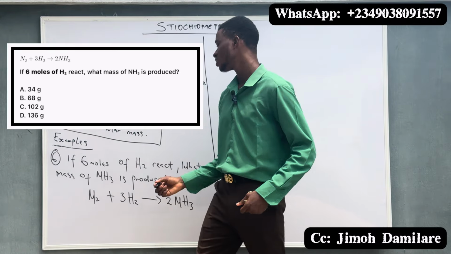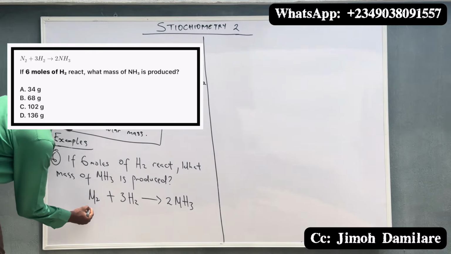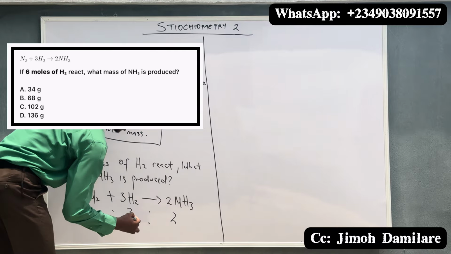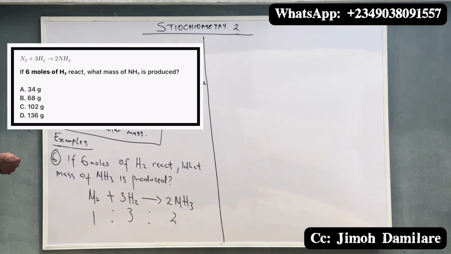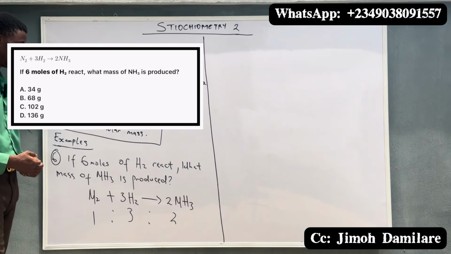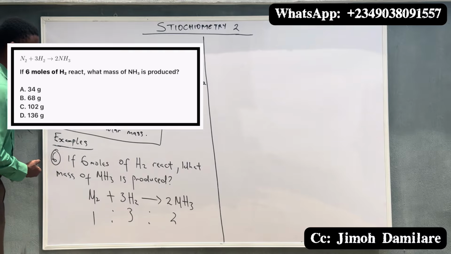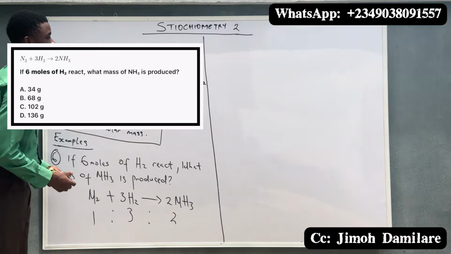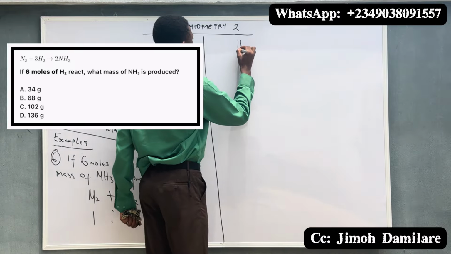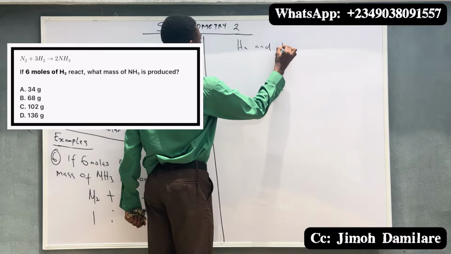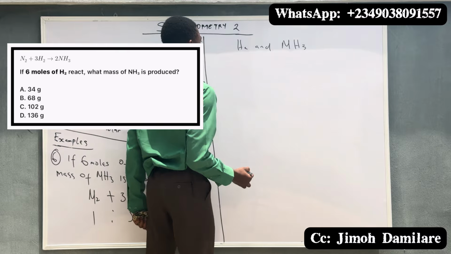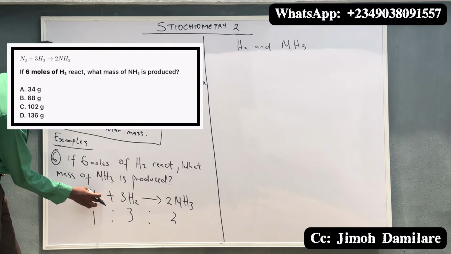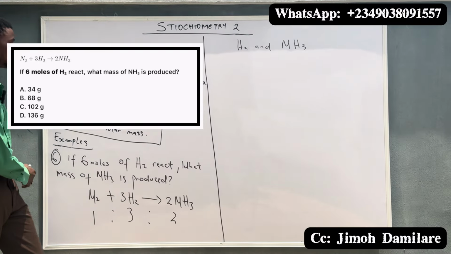So the next task is just to write the mole ratio. We know that this mole ratio is 1, this is 3, and this is 2. So that is the mole ratio of this chemical equation. Now that we have the mole ratio, the next step is to focus on what the question is talking about. The question is talking about hydrogen and ammonia, which is NH3, so H2 and NH3. Now that we know what the question is talking about, we have no business with nitrogen. So we don't have anything to do with nitrogen.